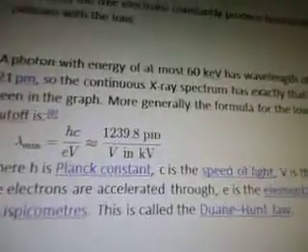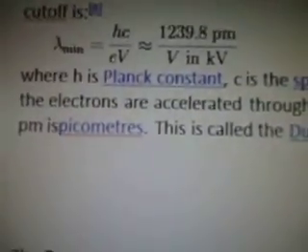More generally, the formula for the low wavelength cutoff is this, where h is the Planck constant, c is the speed of light, V is the voltage that the electrons are accelerated through, e is the elementary charge, and pm is picometers. This is called the Duane-Hunt law.